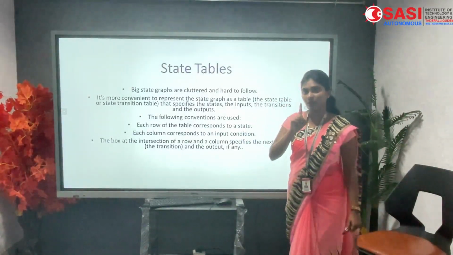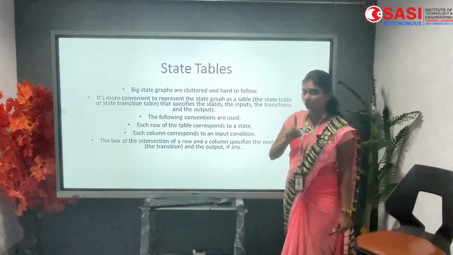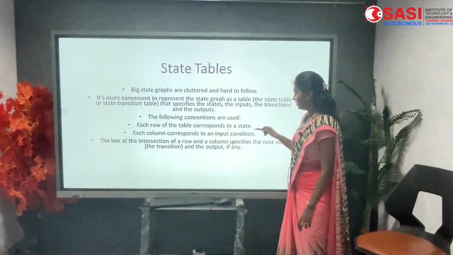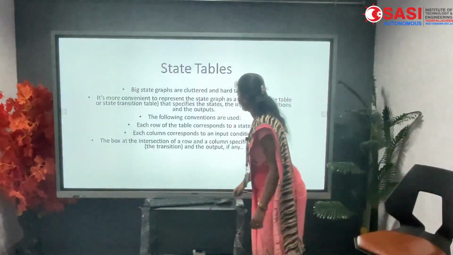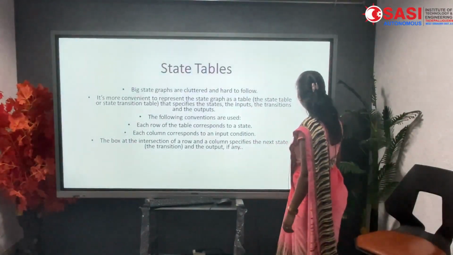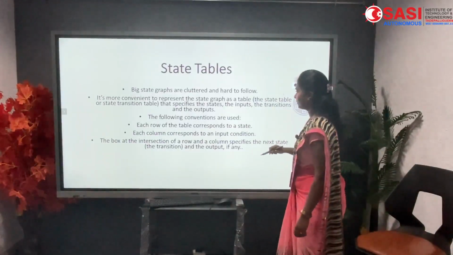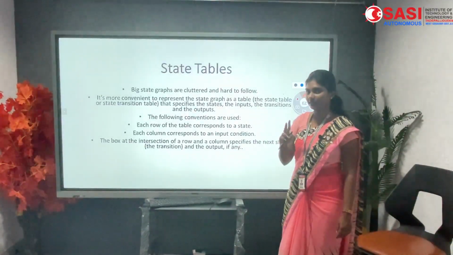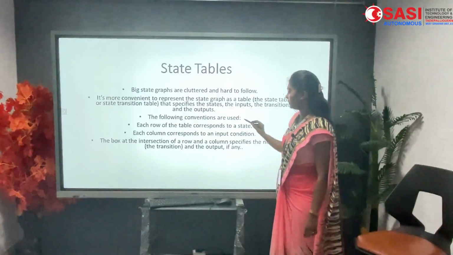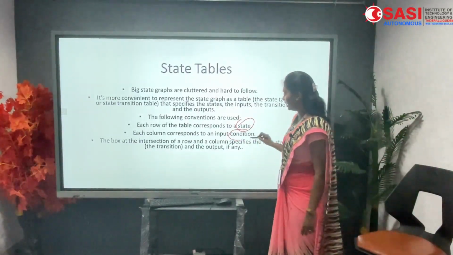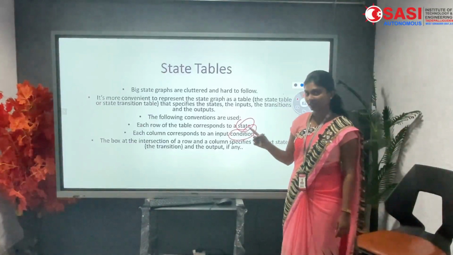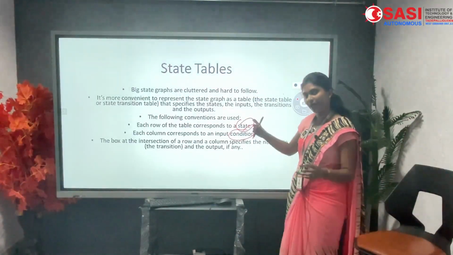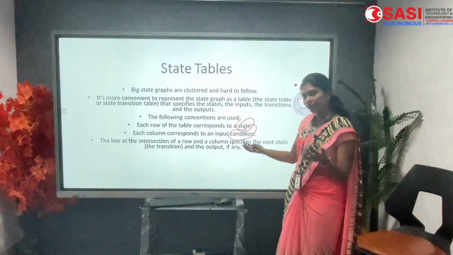One column is represented as the state. One column is represented as the condition. So the conventions belonging to the state graph are of two types, rows and columns. Rows are represented as the states and columns are represented as the conditions. Each row represents a state, each column represents a condition. These rows and columns, states and conditions, are interconnected with each other.